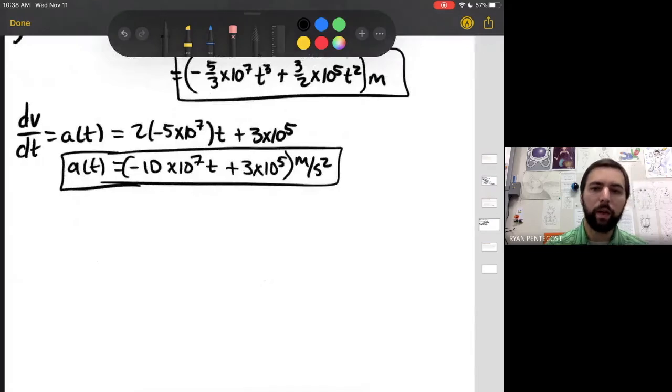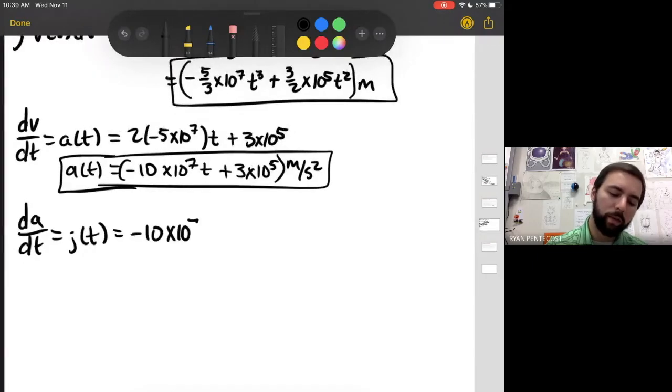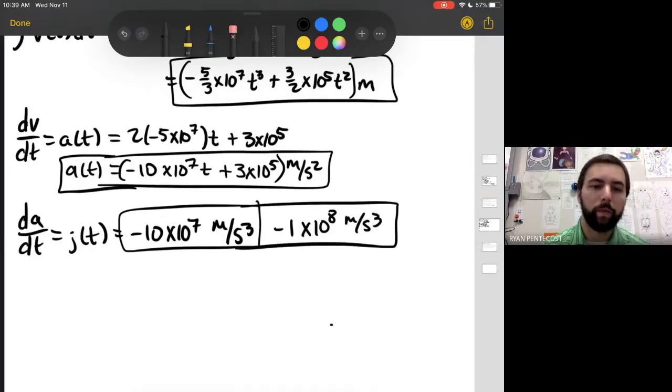Now, it asked for jerk, right? It did. Okay, so then we find the derivative of acceleration with respect to time. That would give us the jerk function. So let's take the derivative of this. The derivative of that is just negative 10 times 10 to the 7th, and then the other is a constant. So that is our meters per second cubed, and that is all we have. And remember, you can also say that is negative 1 times 10 to the 8th meters per second cubed. Also an acceptable answer.